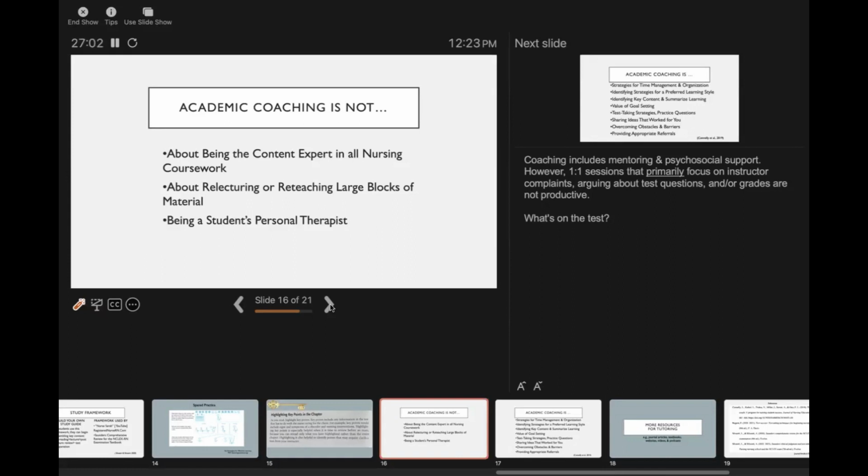You know that in tutoring, you are not required to reteach big blocks of material. And you do not have to be the content expert on everything nursing to be effective at tutoring. So it's really good to talk about some of the things that tutoring is not, and that's really not the purpose of tutoring. The other thing that you probably experienced if you've all tutored, you know, we're not therapists.